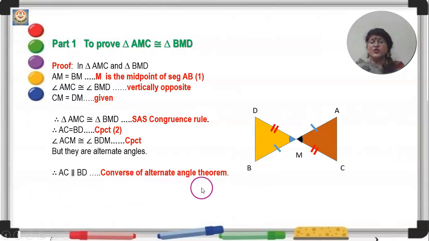Now why is it that you have to prove them parallel? They have not asked you to prove them parallel. Because the next part is you have to prove DBC is 90 degree. So in order to prove it is 90 degree, we need to prove these two parallel. Let us see why and how.